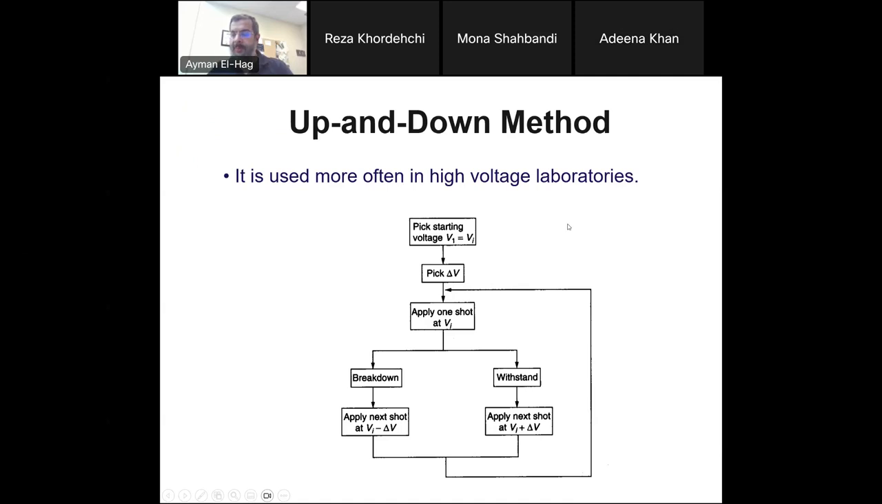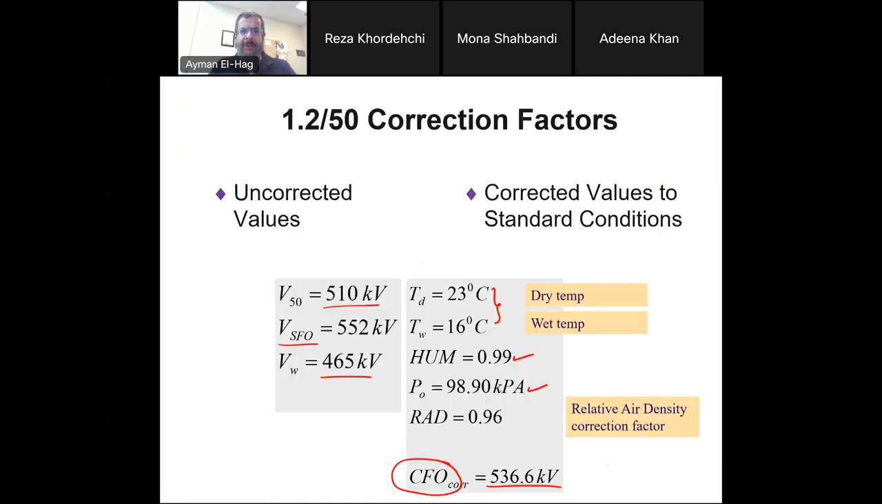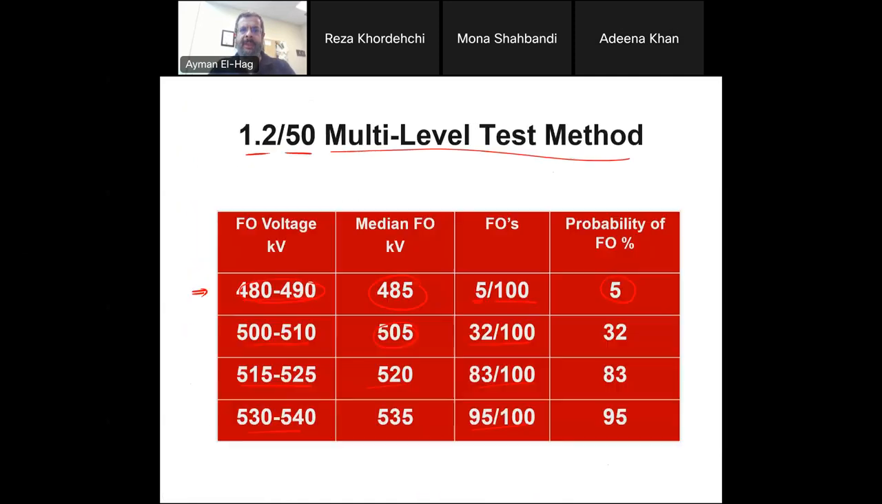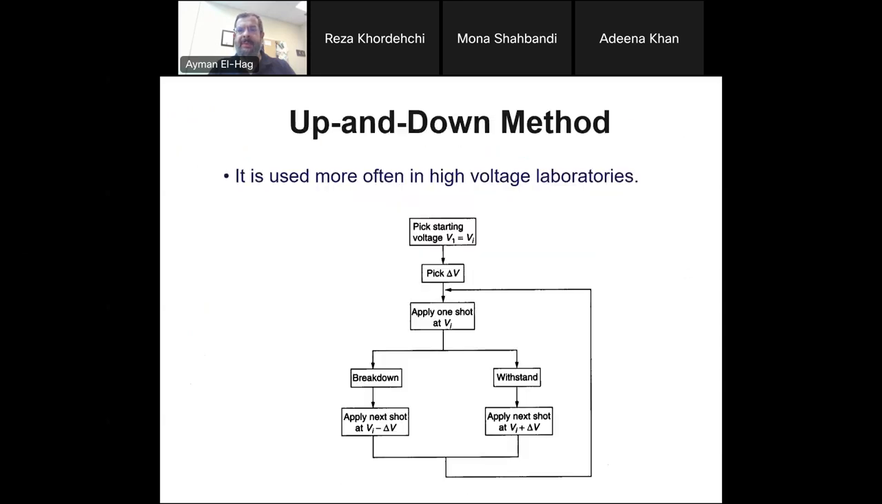Okay, so as I mentioned, the previous method, the multi-level test method, is time consuming. So we want another method that can give us good accuracy but is much less time consuming. So we have here the up and down method. And remember this name, up and down method. This is used in several tests as well, as we will see even in cables and in outdoor insulators, the up and down method.